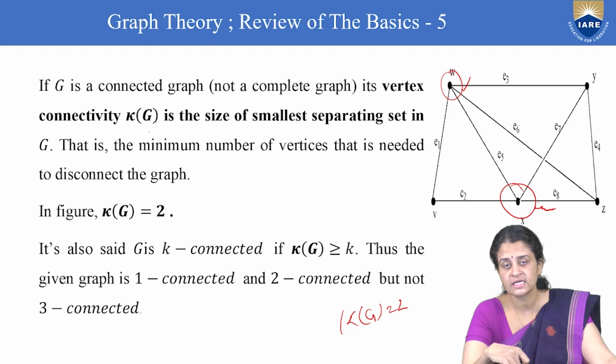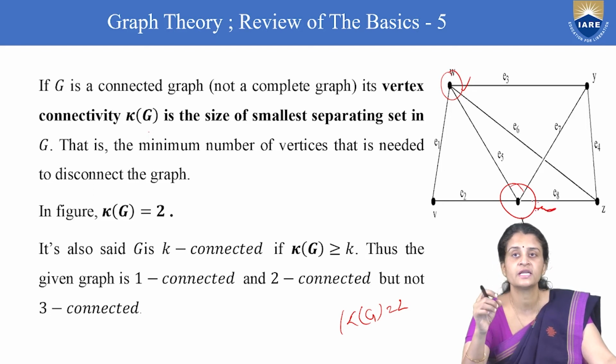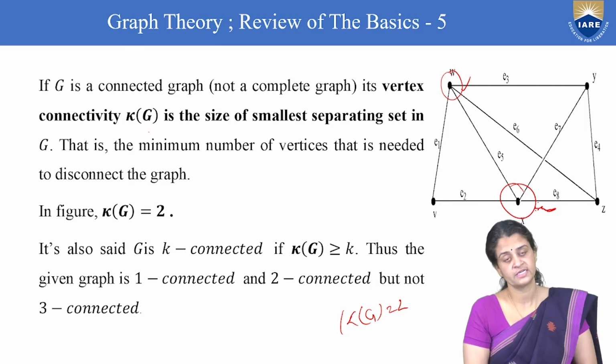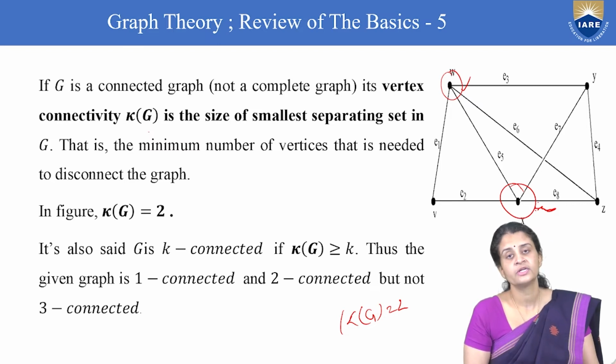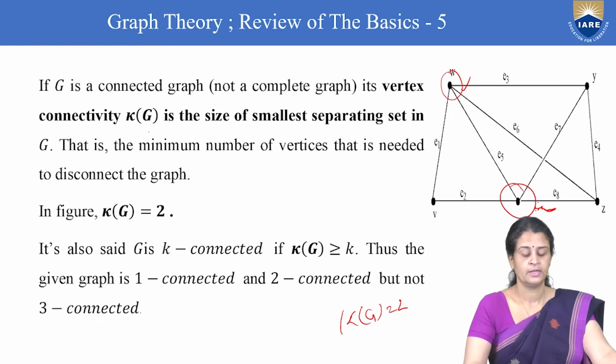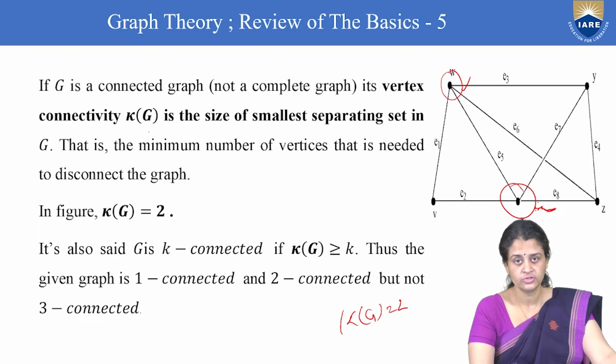What is the vertex connectivity? It is the minimum number of vertices whose removal makes the graph disconnected. Or vertex connectivity is the smallest size of a separating set in a graph G. It can be termed in different ways. That is, basically we have to keep in mind that the vertex connectivity of a graph is the minimum number of vertices whose removal makes the graph disconnected. Here it is kappa G equal to 2.